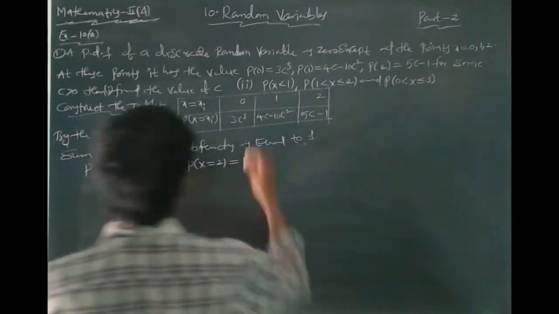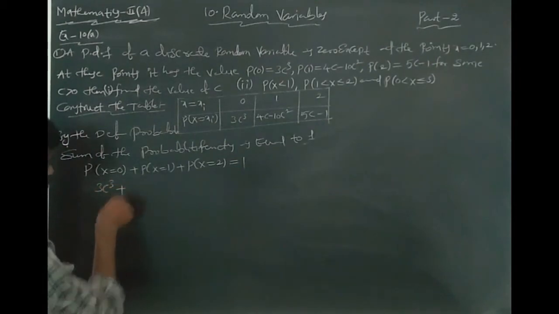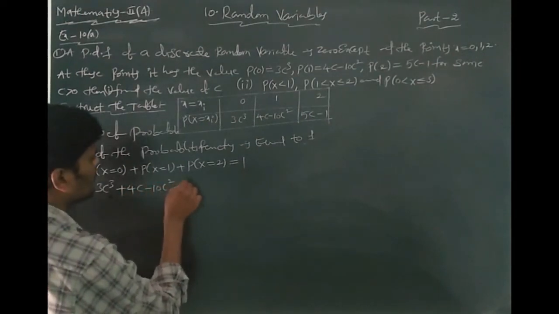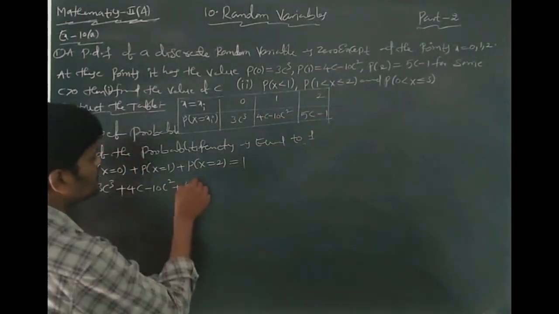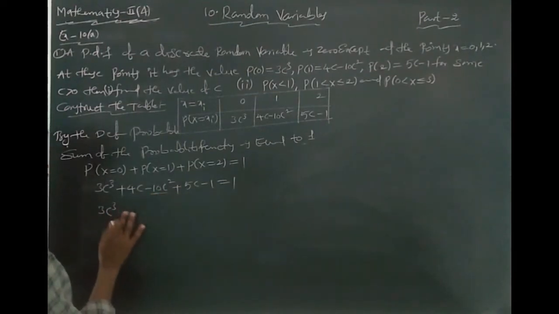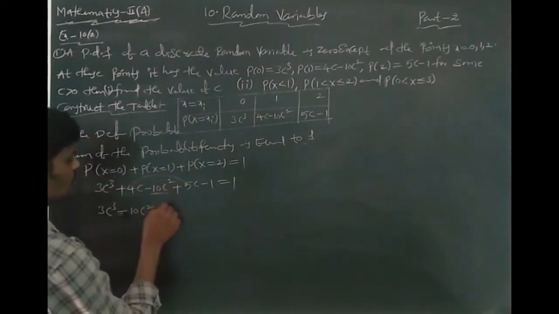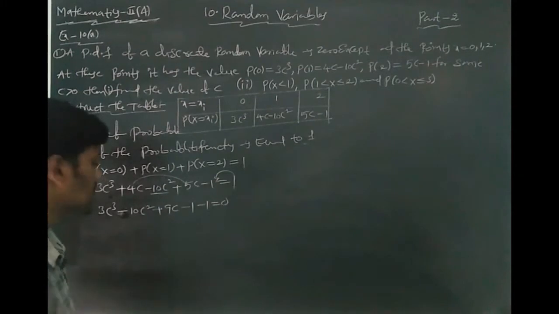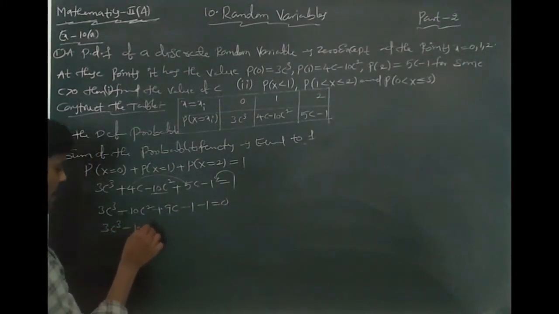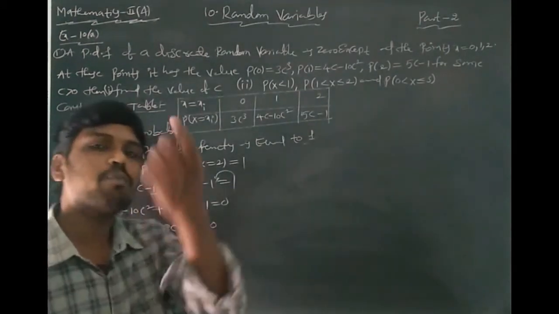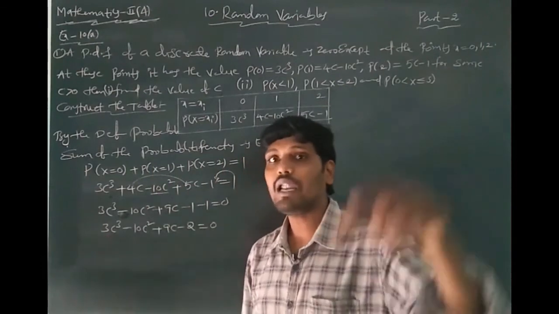After that, p of x equal to 0 is 3c cube, plus p of x equal to 1 is 4c minus 10c square, plus p of x equal to 2 is 5c minus 1, equal to 1. After that, you can write 3c cube minus 10c square, 4c plus 5c is 9c, minus 1. This 1 goes to the left side, minus 1, equal to 0. After that, 3c cube minus 10c square plus 9c minus 2 equal to 0. This is a cubic polynomial in terms of c.